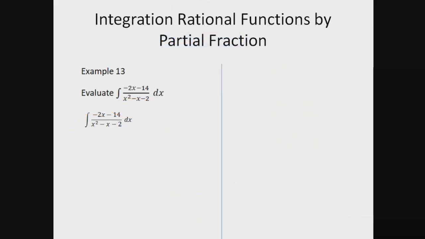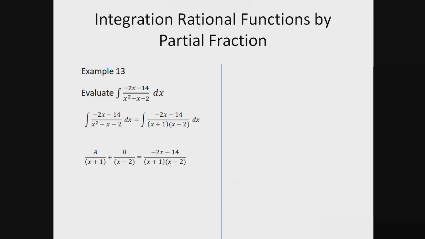Now, let's look at example 13. Evaluate the integral of (negative 2x minus 14) over (x squared minus x minus 2). So at first, we need to factorize the denominator. Then we will get the denominator as (x plus 1)(x minus 2). And then by looking at the table, we know that it is a over (x plus 1) plus b over (x minus 2).